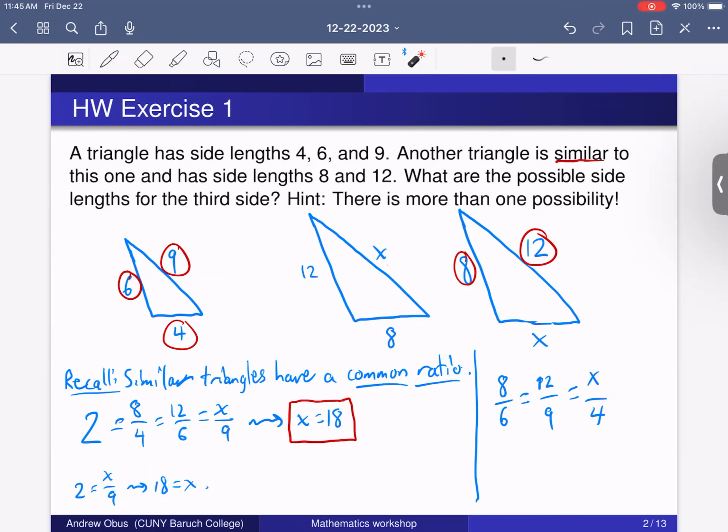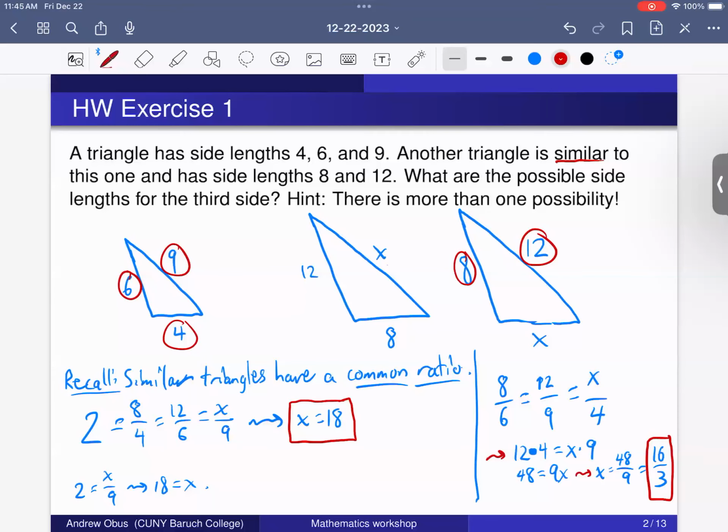So now we can cross multiply with whatever equation we want. So I can do 12 times 4 equals x times 9. So this gives us 12 times 4 equals x times 9, or in other words, 48 equals 9x, so x equals 48 over 9, which is the same thing as 16 over 3. So it turns out for this triangle, 16 over 3 is also a valid answer.